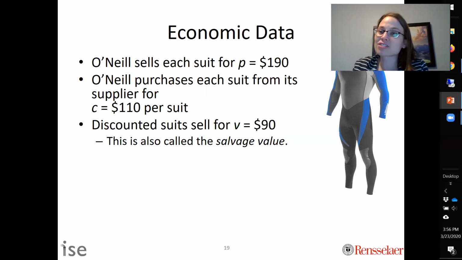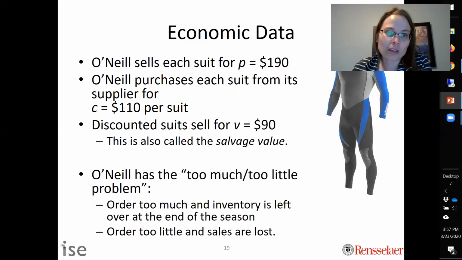You notice that's actually at a loss for us. But it's better than not getting anything. And this discounted sale price is what's called the salvage value. Okay? So this economic data is what we need to calculate the overage and underage costs. And once we have the overage and underage costs, we can then determine Q, or how many we should order.